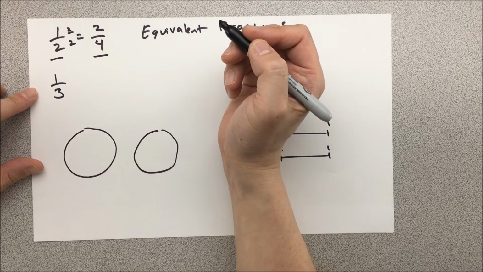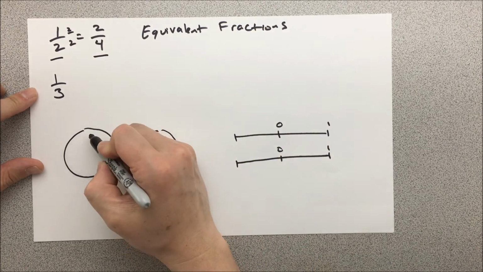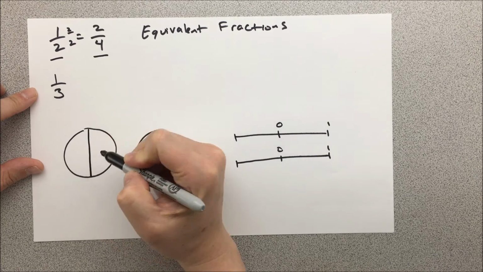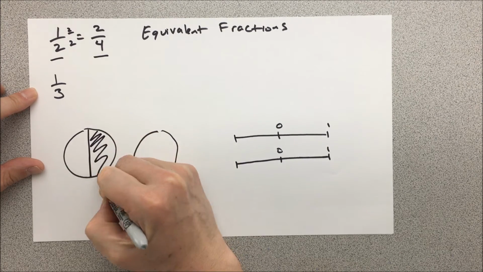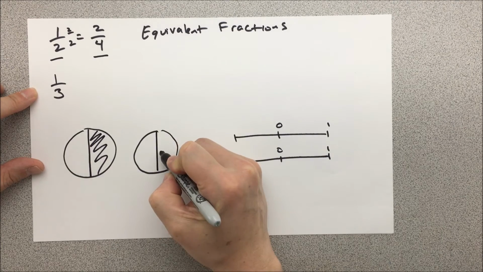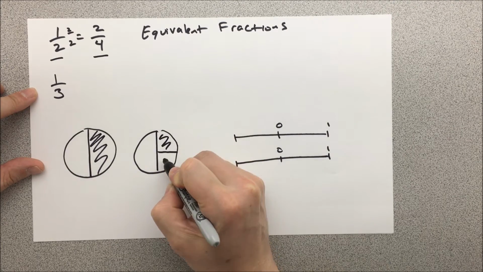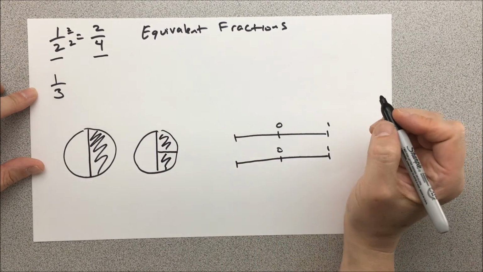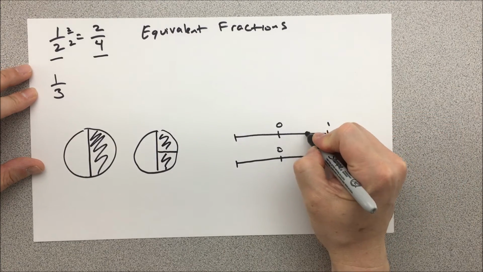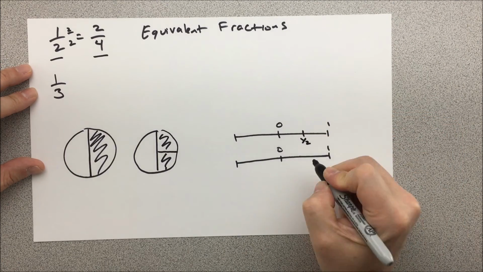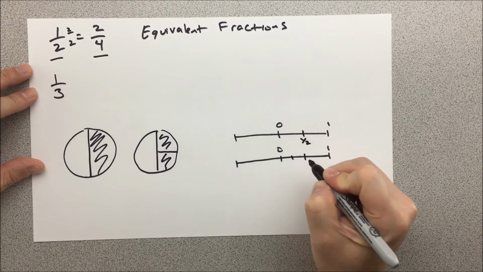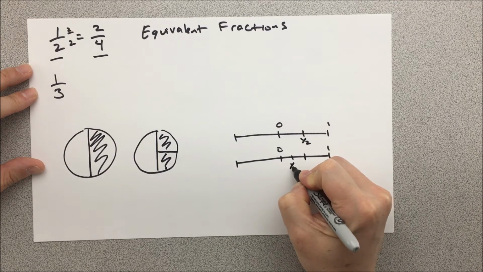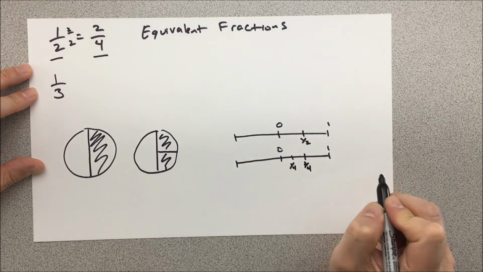You can use a diagram. For example, you can use two circles, and you can illustrate to your child that 1/2 is the same thing as 2/4. You can do this with a number line. There's 1/2, and you could break it up into quarters, 1/4 and 2/4.